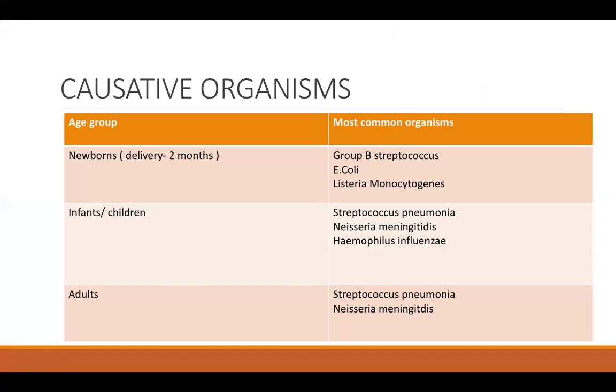If you were to take one thing out of this lecture, one piece of information, I would say it's this slide. It's very, very important. The causative organism differs according to the age group. Each age has specific organisms. This is important when we come to the treatment, to empiric treatment, and what you need to cover with antibiotics.